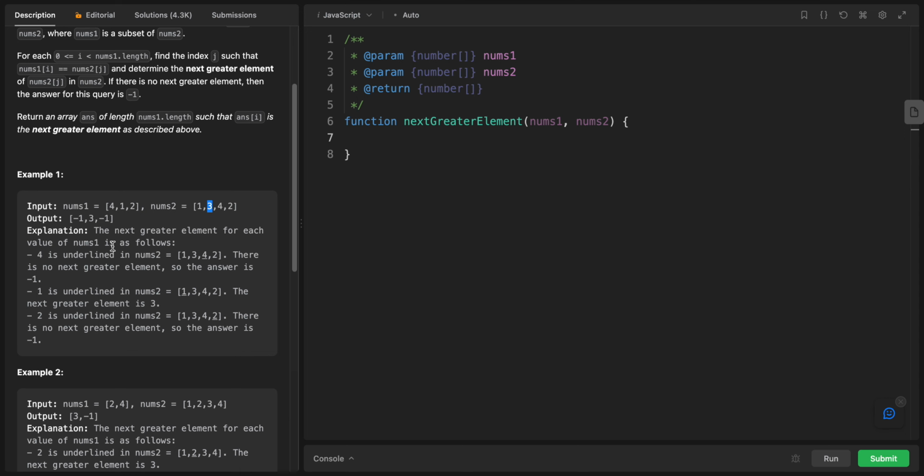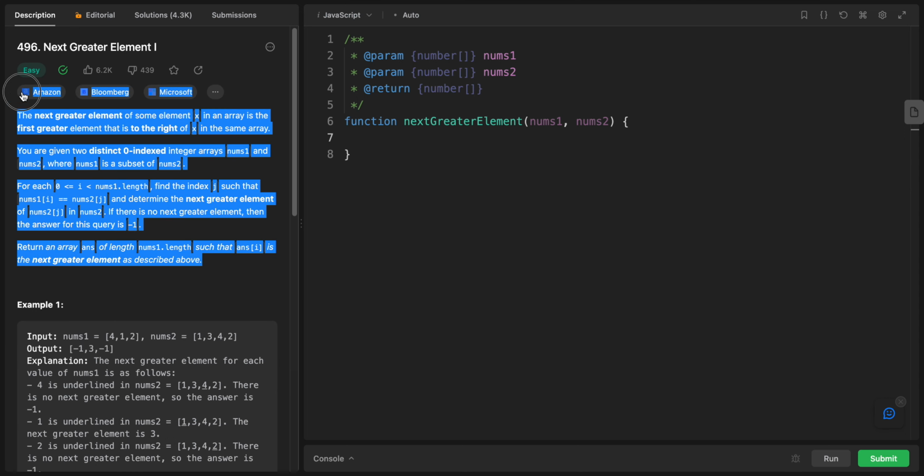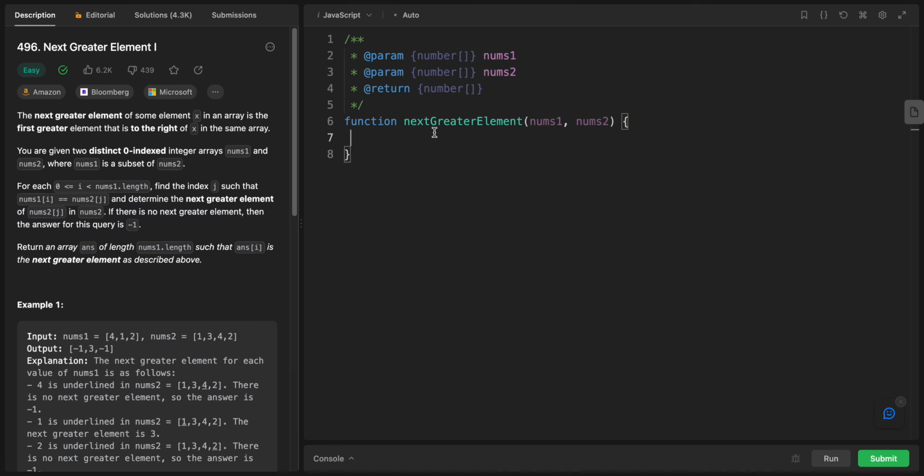It's really easy. However, the way they wrote the problem, it's really trash.